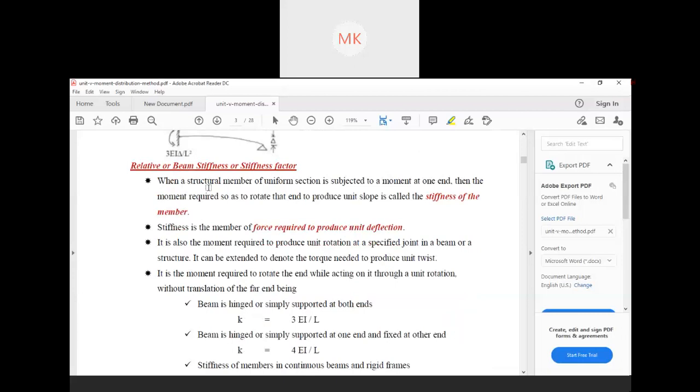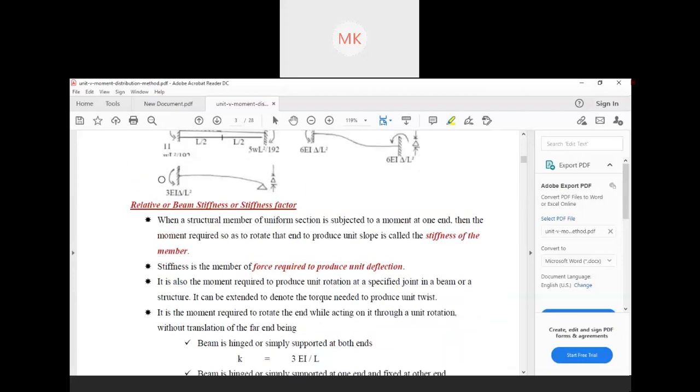So this is one of our more important terms, the relative or beam stiffness, or stiffness factor. When a structural member of uniform section is subjected to a moment at one end, then the moment required so as to rotate the end to produce unit slope is called the stiffness of the member. Okay.